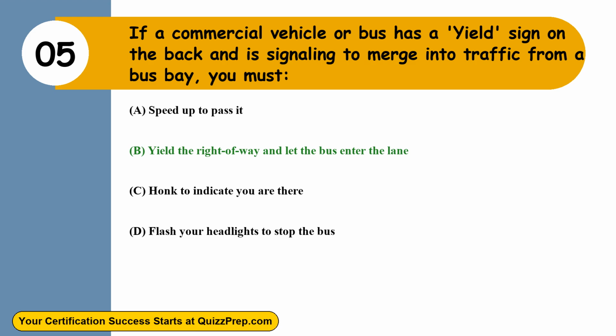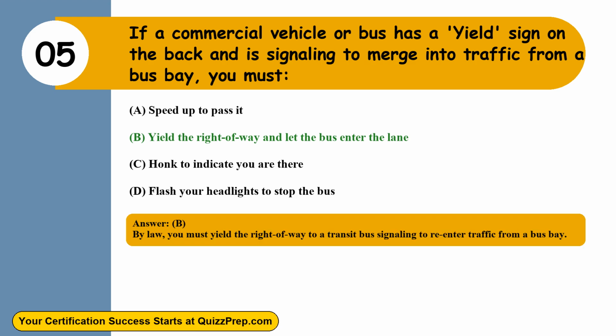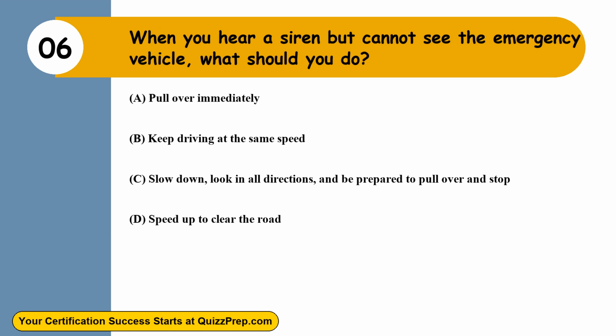The correct answer is option B. Yield the right-of-way and let the bus enter the lane. By law, you must yield the right-of-way to a transit bus signaling to enter traffic from a bus bay. Question 6. When you hear a siren but cannot see the emergency vehicle, what should you do?